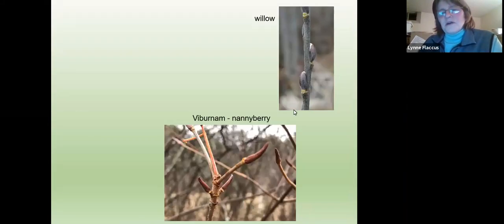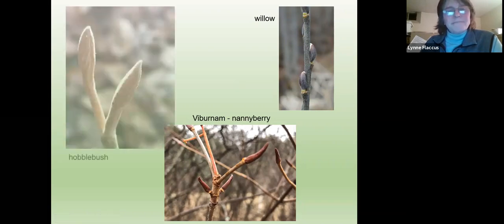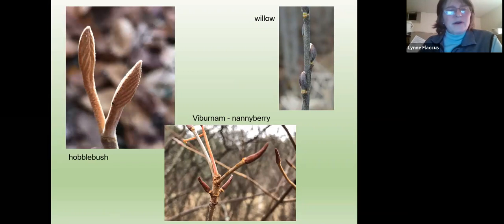Some buds have a single scale, like this willow, or in the case of the nannyberry, one that's split up the middle. So it's like two halves of two scales that come together, almost like a mollusk, like a clam or a mussel, closing around the leaves that are forming or have formed inside. And then some buds are naked buds, like the hobblebush. Naked buds don't have any scales covering them. They might have a little bit of fuzz like this hobblebush, but otherwise they look pretty much like the leaves are going to become in the spring.